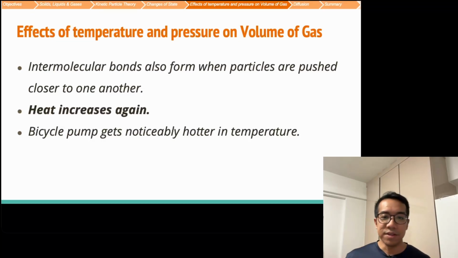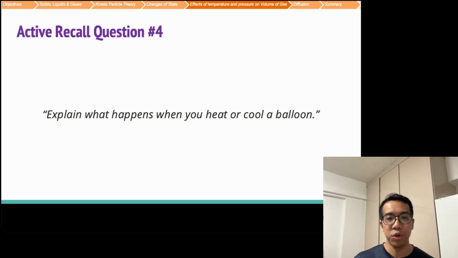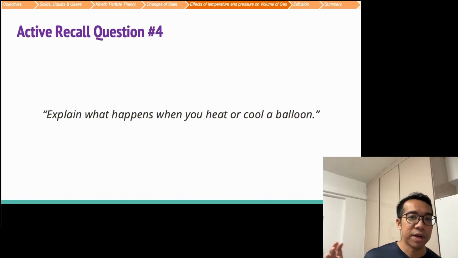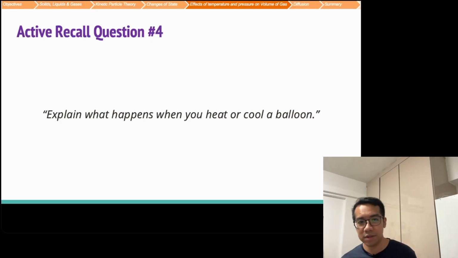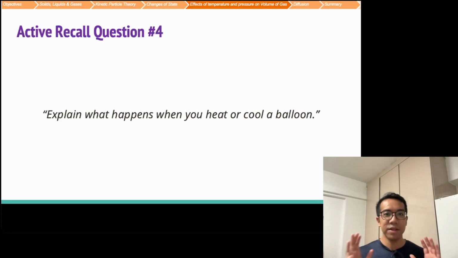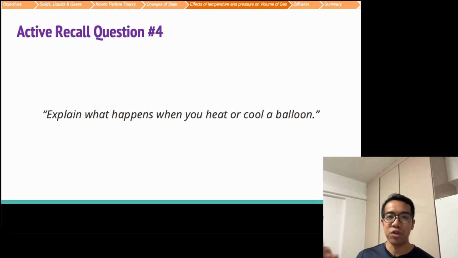Yeah, so basically this is just what I've explained earlier. Again, as you can see, the bicycle pump gets noticeably hotter and hotter in temperature. Excellent. Now we have come to the active recall question for this segment: explain what happens when you heat or cool a balloon. Basically, I've just gone through that. Pause this lecture and see if you can recall what I have just mentioned.